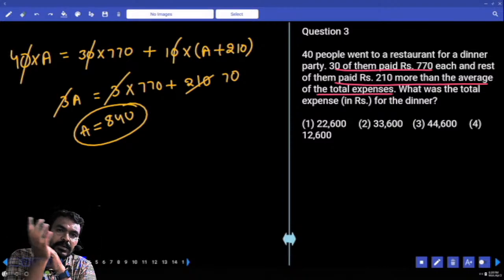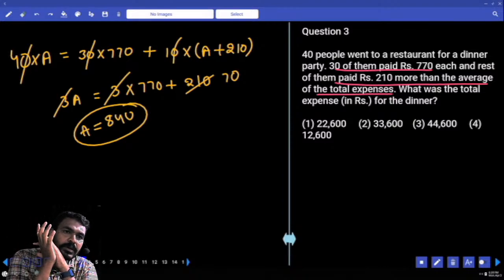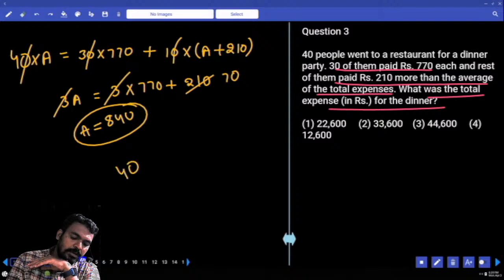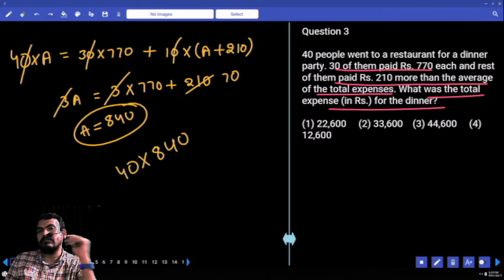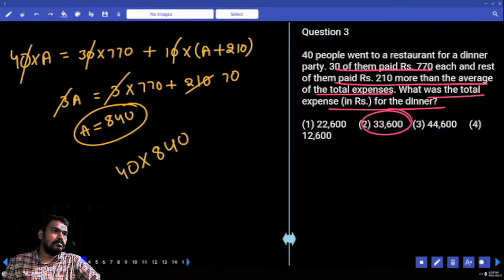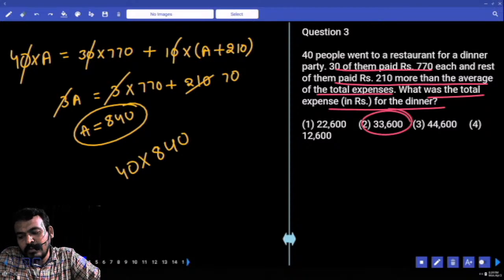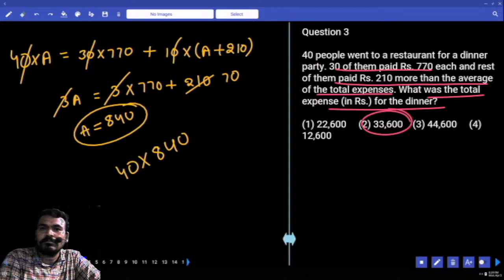840, or not? First divide both sides by 3. A is equal to how much? 840. What is the question here? What was the total expenses for the dinner? Means required 40 into which one? 840, or not? What is the total value? 33,600. Or verify the 4 multiple. All the options are 4 multiples.